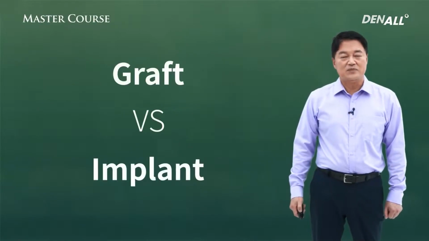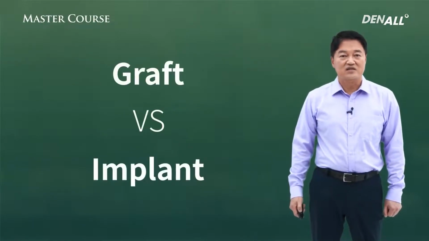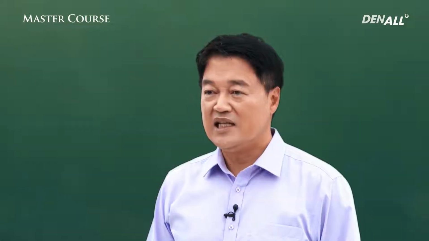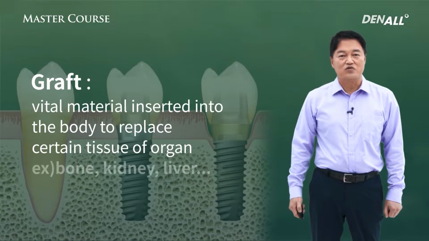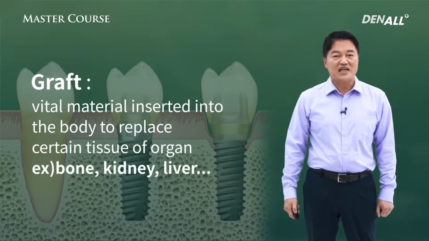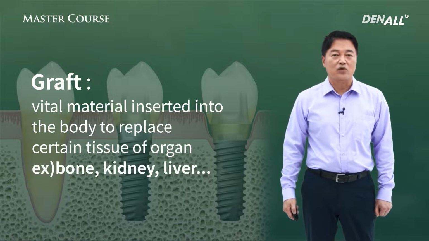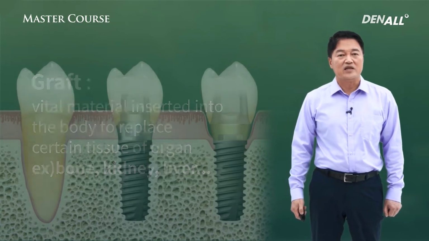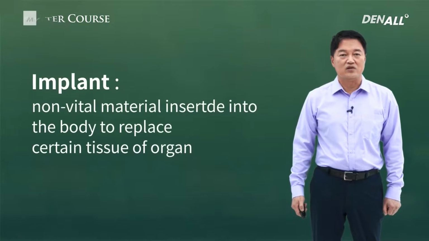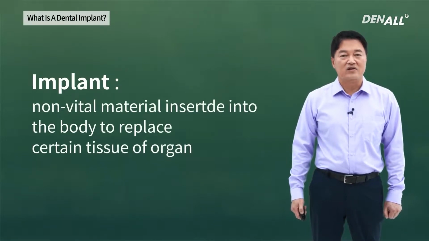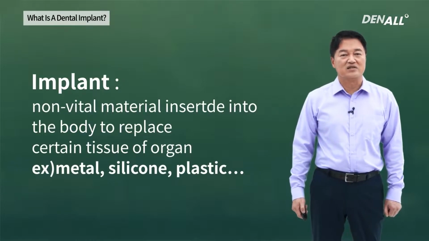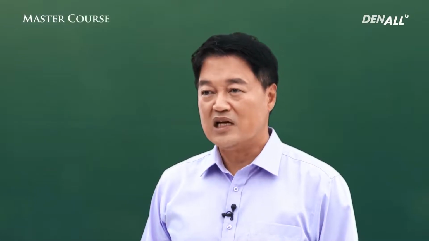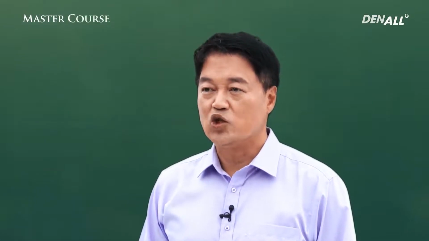Let's compare graft and implant. Graft stands for vital material inserted into the body to replace an organ, like kidney transplant or liver transplant. You can think of graft in line with these. As for implant, it's non-vital material inserted into the body to replace a certain organ. It includes metal, silicone, and plastic. Regarding metal, for dental implants, titanium is used frequently.